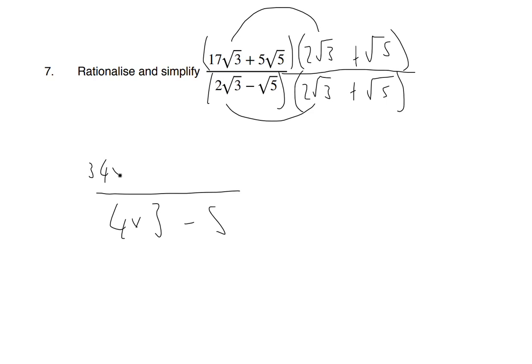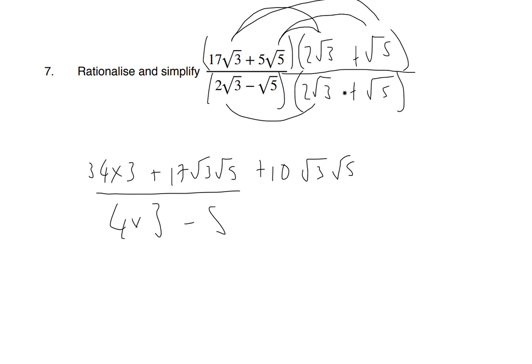Root 3 means times 3. We're going to get 17 root 3 root 5 plus 17 root 3 root 5. And I can't really draw underneath, so we'll do it just like this. So we're going to get 5 times 2 is 10 times root 3 root 5. And we're going to get 5 root 5 root 5, which is 5 times 5, which is 25. And now we've got to simplify all this. So on the bottom, it's going to be 12 minus 5, 7.